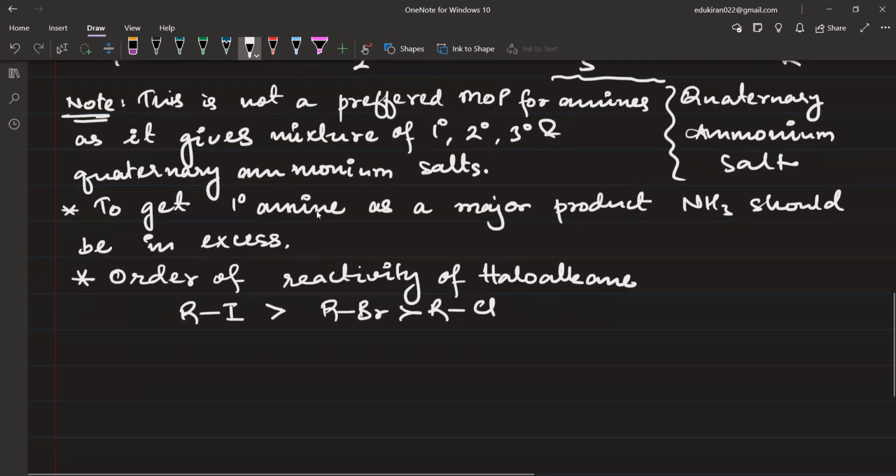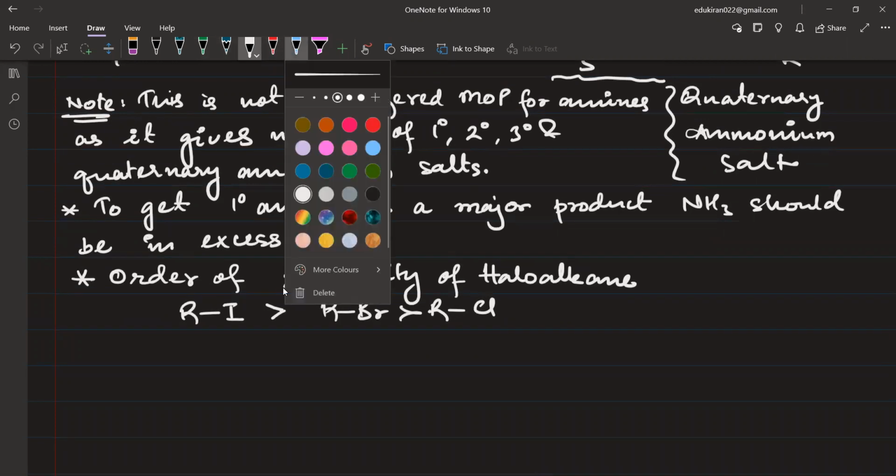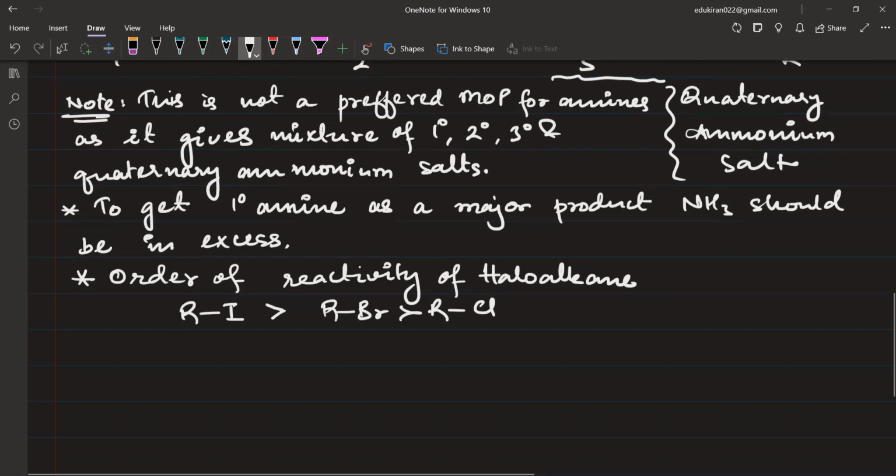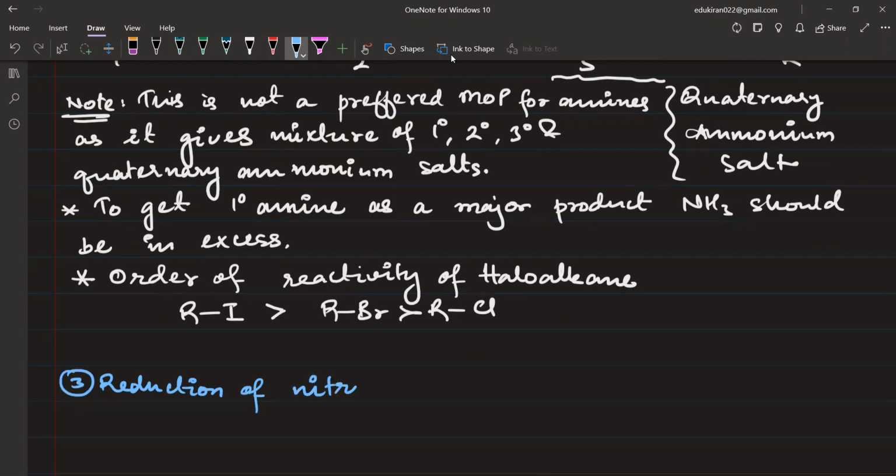Write this down and then write reduction of nitriles. Third is reduction of nitriles.